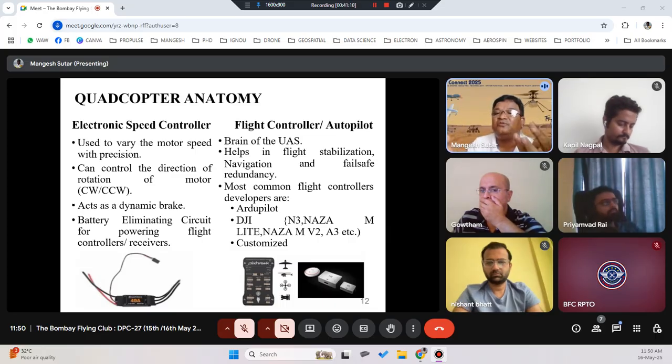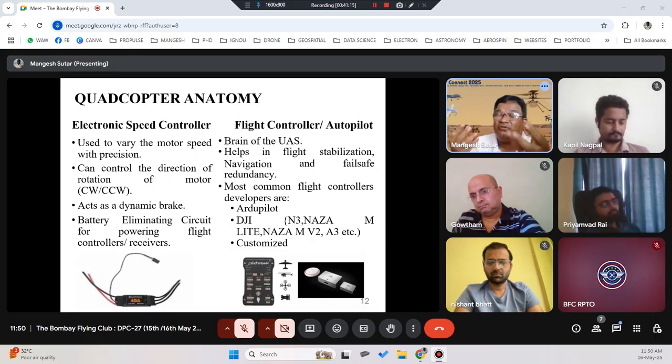What is the purpose of your quadcopter? What purpose are you designing your quadcopter for? What is the use case of the quadcopter? What is the total weight it has to carry? All of that will come into the factor, and based on those parameters, you will design your drone.